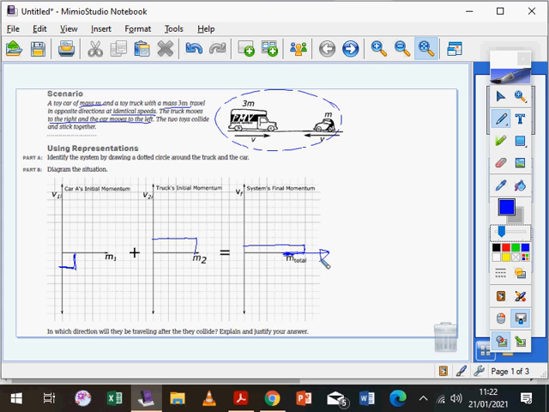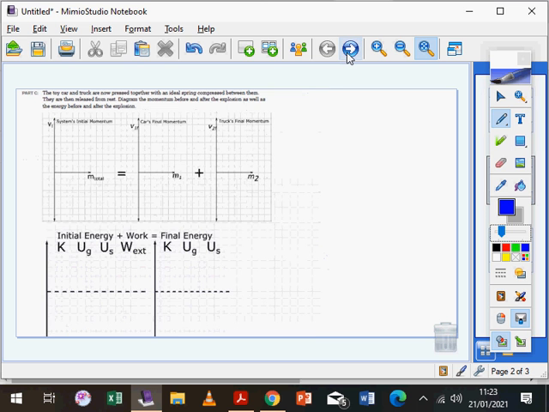The toy car and the truck are now pressed together with an ideal spring compressed between them. You missed something? Yeah. What did we miss? In which direction will they be traveling after they collide? I thought we said that. So we just need to say the right? Yeah. They're going to the right.